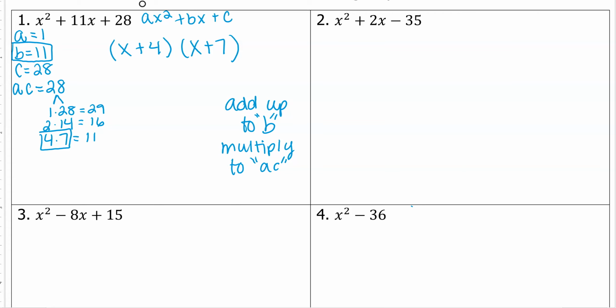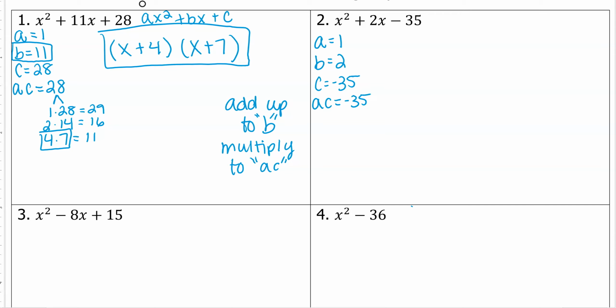For number 2, when I work this problem, I'm going to use a chart method because I know that many Algebra 1 students are familiar with using this chart. So I'm going to go ahead and refresh your memory of what that looks like. First, start off by finding a, b, and c. 1, 2, and negative 35. And a times c is also negative 35.